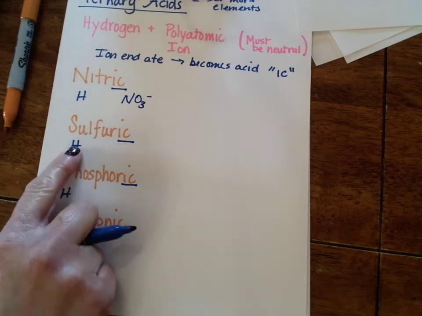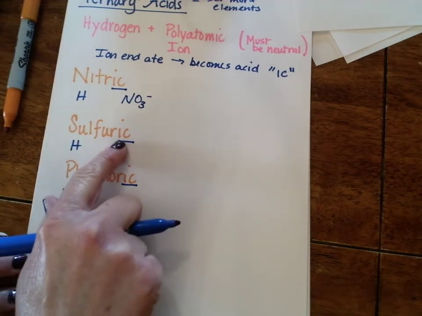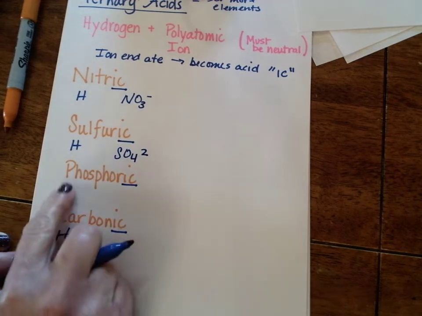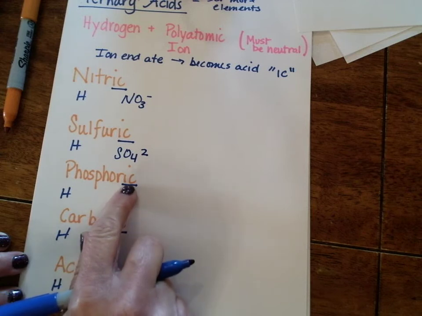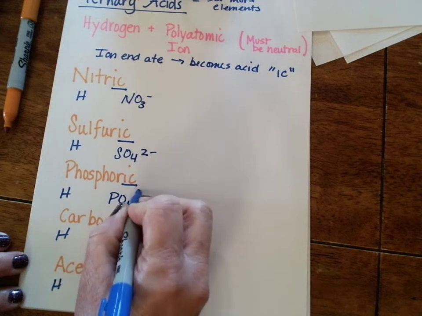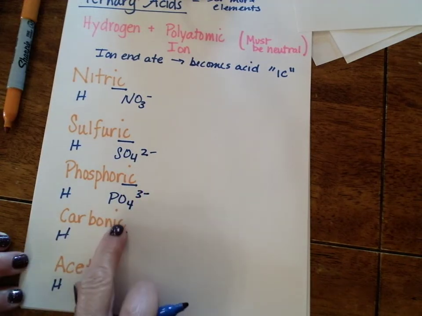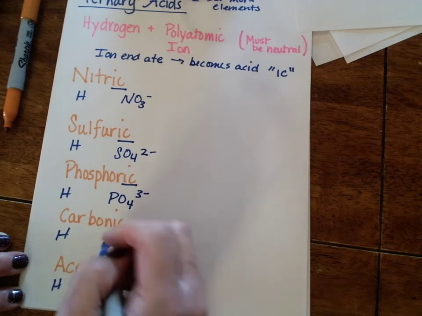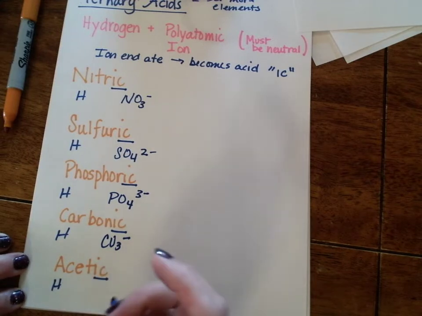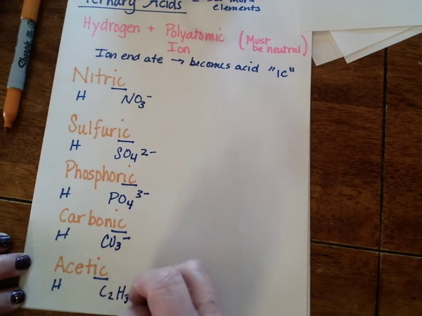If I look at sulfuric, okay, ic, replace it with ate. That tells me sulfate, which is SO4, 2-. Phosphoric, replace my ic with an ate, is phosphate, which is PO4, 3-. Carbonic, replace the ic with an ate, and I get carbonate, which is CO3, 2-. And last, acetic, if I replace the ic with an ate, I get acetate, which is C2H3O2. It's one of the cards that you have written 2 different ways.